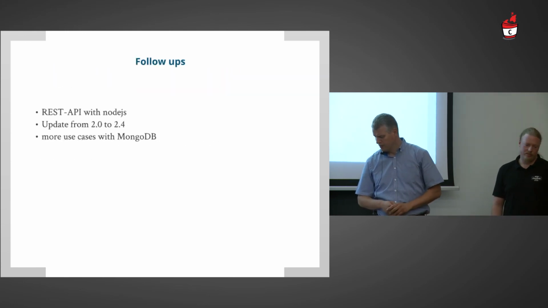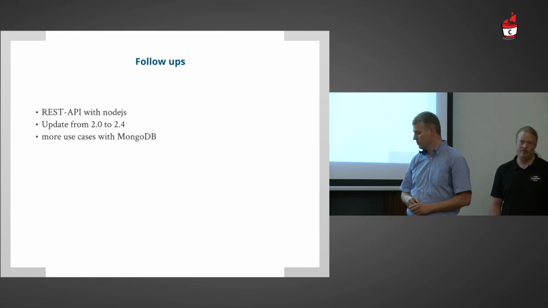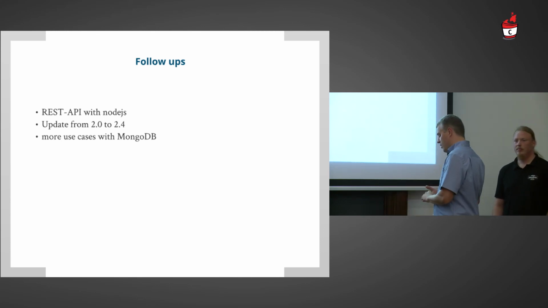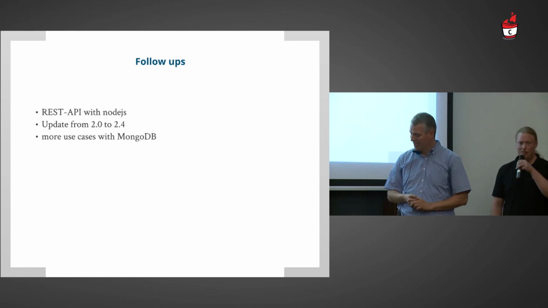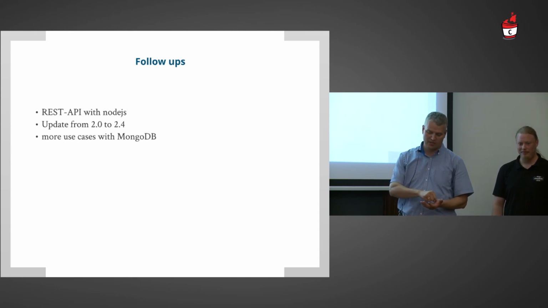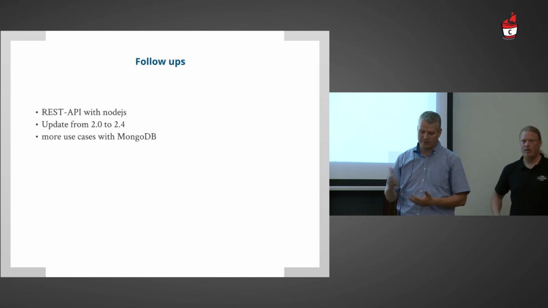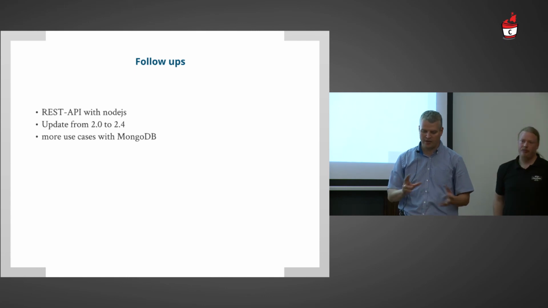Okay, follow-ups. What needs to be done? What is left to do? We need to update from 2.0 to 2.4. Yeah, I'm on that. Yeah. We are going to build a REST API also, so currently it's so that our applications are communicating directly with the MongoDB. This is working very well, but from a decoupling point of view, you basically don't want to have every application dependency to MongoDB clients and so on.